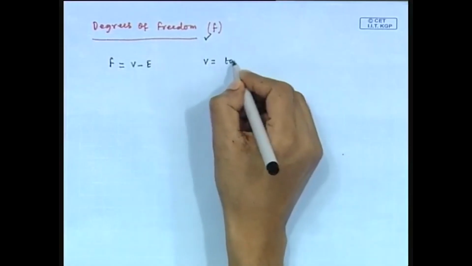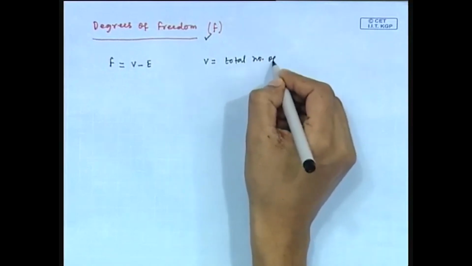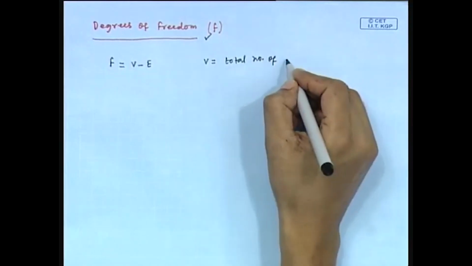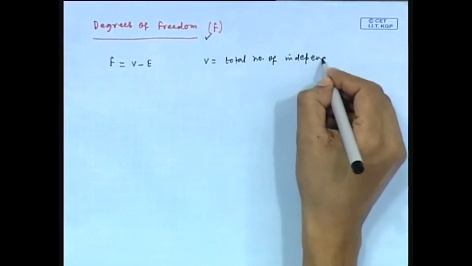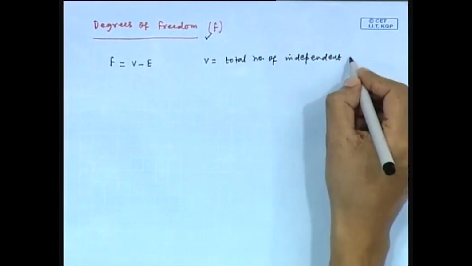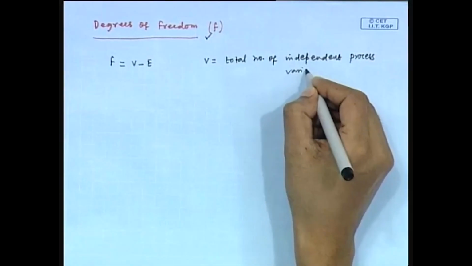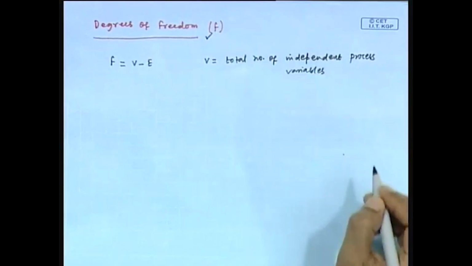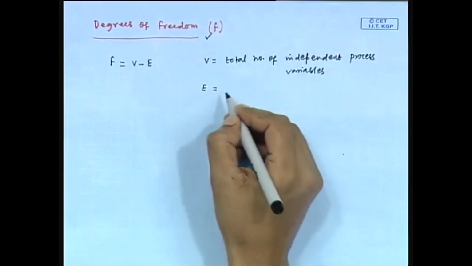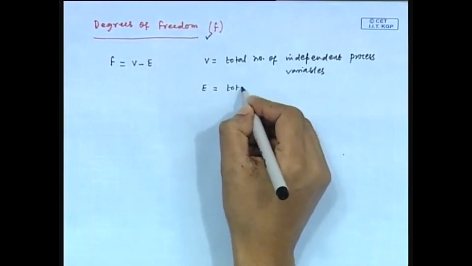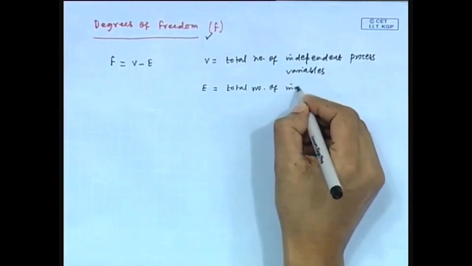V is the total number of independent process variables, and E is the total number of independent equations.